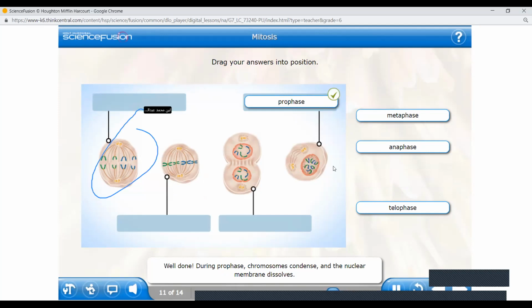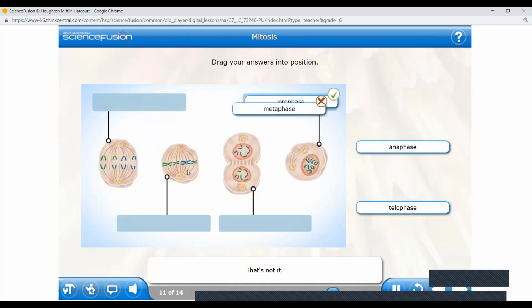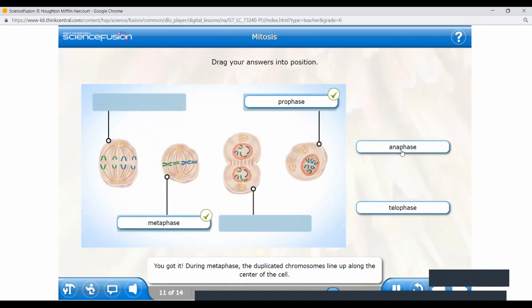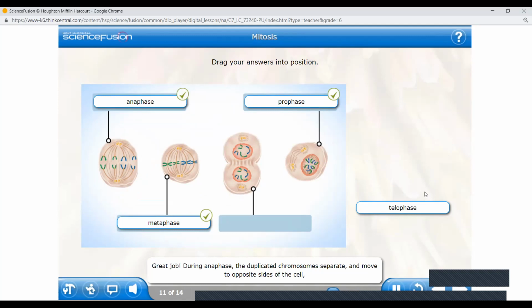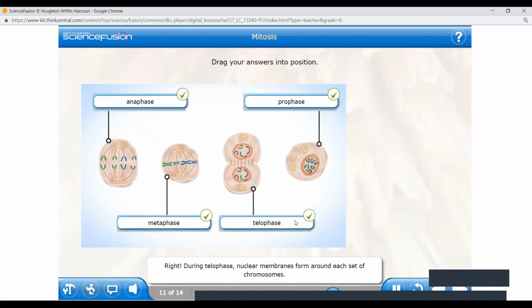This is prophase. During prophase, chromosomes condense and the nuclear membrane dissolves. In metaphase, they line up. You remember they line up in metaphase? During anaphase, they get pulled apart. And finally, during telophase, nuclear membranes form around each set of chromosomes. Great job. Well done.